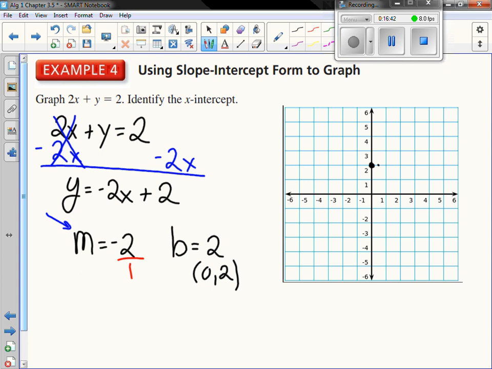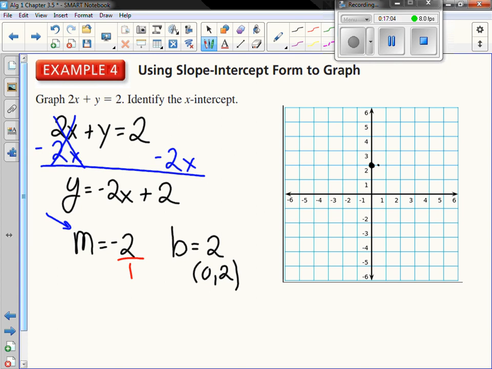Now the next thing we have is the slope, rise over run. It's how far it's going up and down and left and right. Now up is always going to be positive, down is always going to be negative. Right is always positive, left is always negative, yes? So what is this slope doing? It's negative 2 over 1.